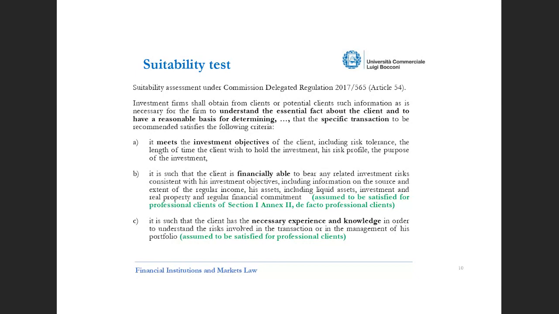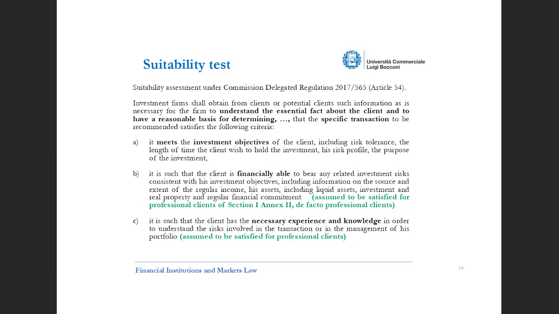The last cluster would instead include clients that are on the top side of the curve, and they would be clients with a higher risk profile, with higher expectations in terms of return, and higher knowledge and experience and ability to bear losses.